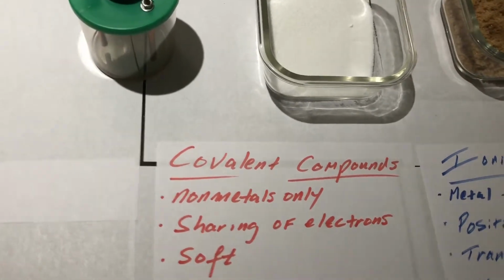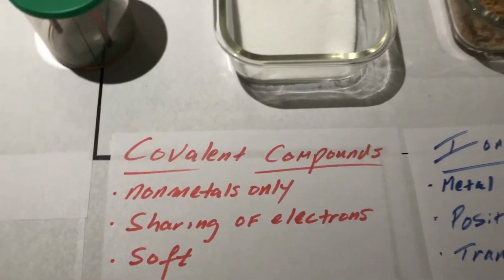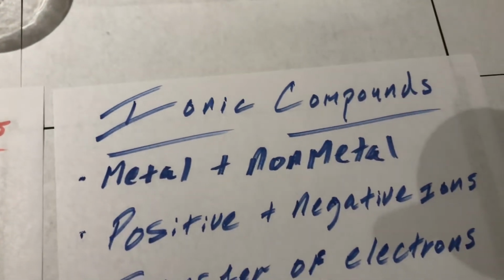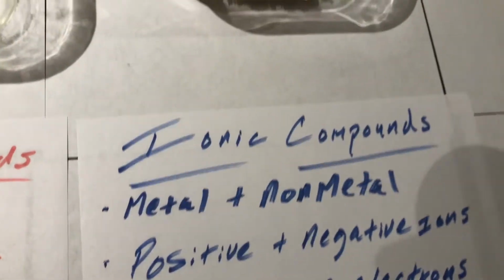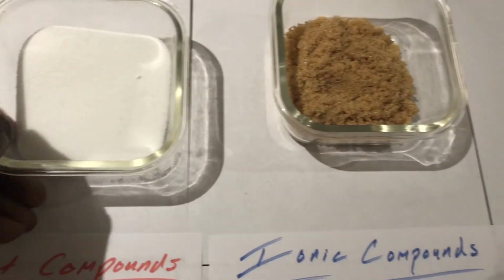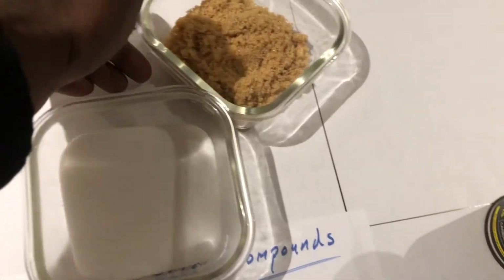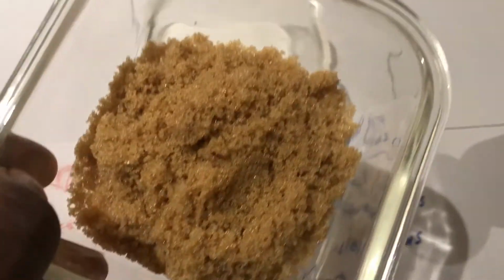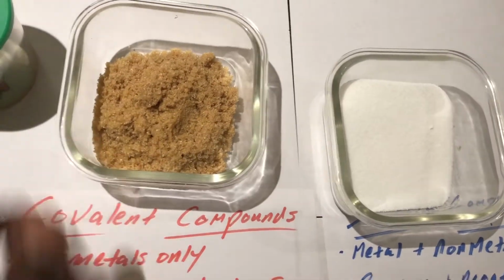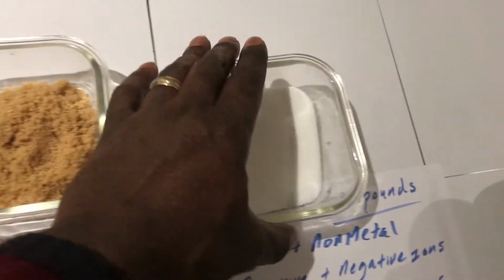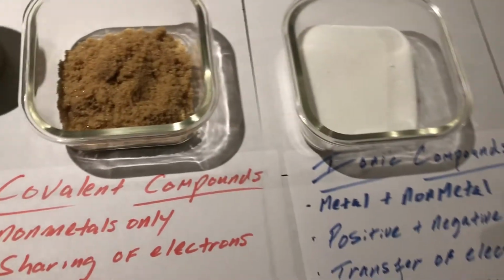Hi, this is Mr. Adams from Midwood High School, and today we're going to look at properties of covalent and ionic compounds. If you notice right here, I have some salt. That's my ionic compound. And right here is my sugar. That's my covalent compound. I've got some nice brown sugar and some nice white salt right there.